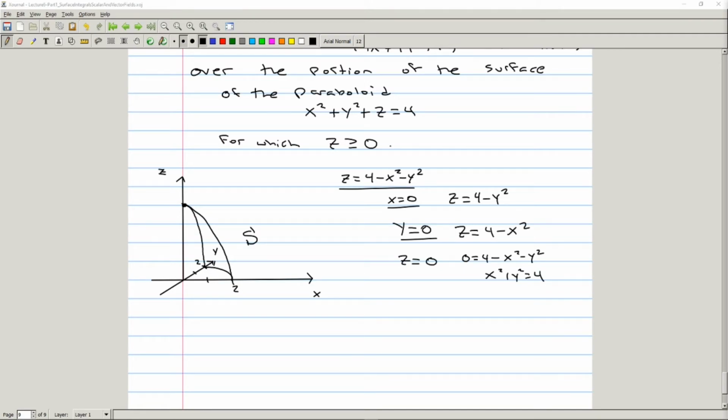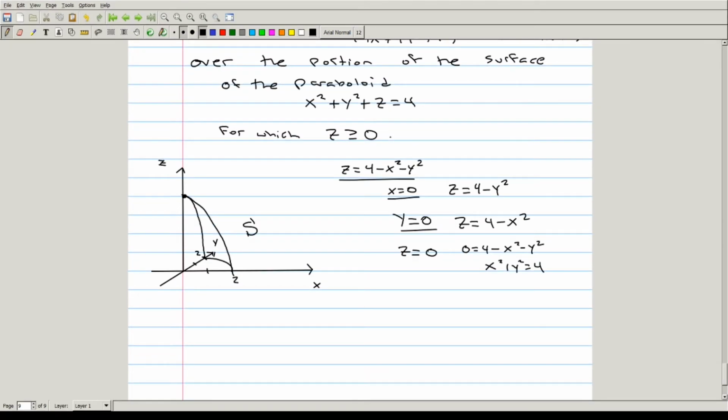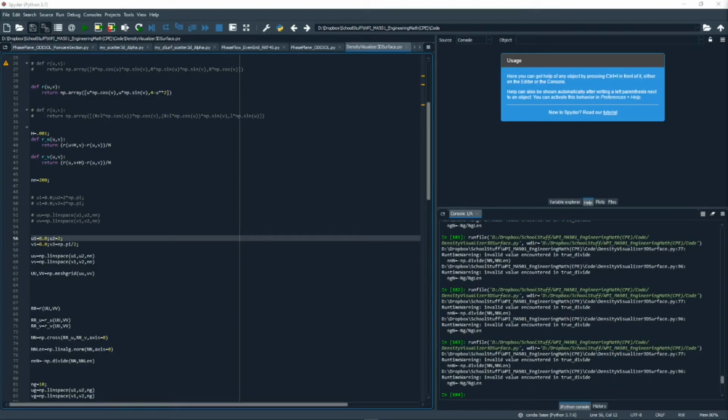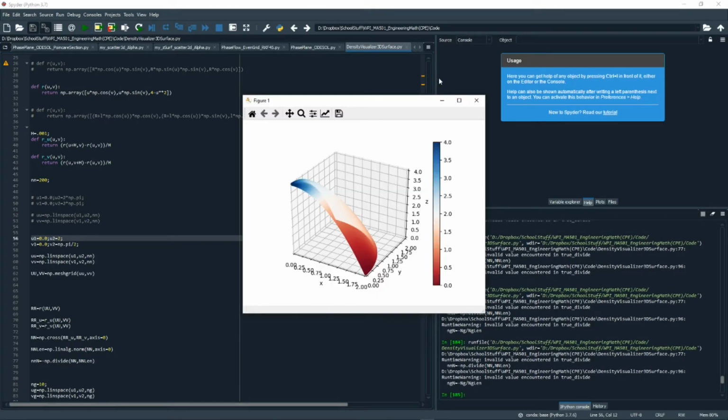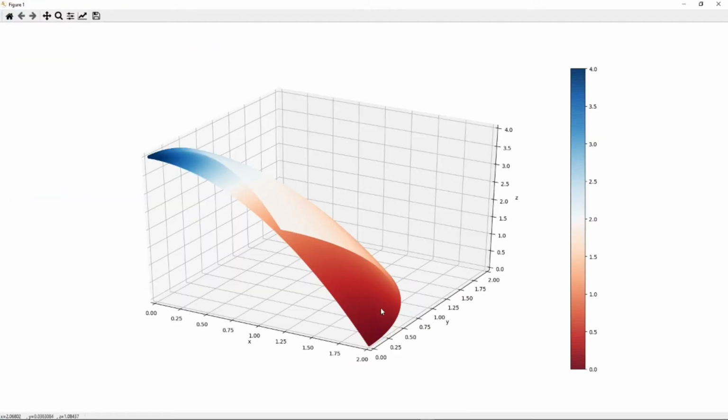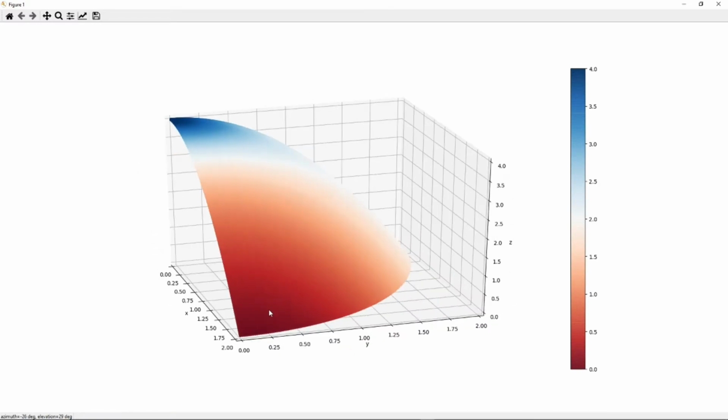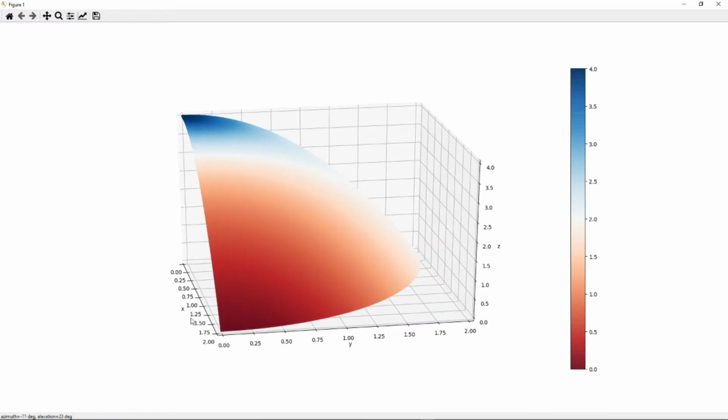So if we open up our Python window, I coded up code that plots a scalar function on a given surface. And if we run the code for this example, sure enough, this right here is a nice picture of exactly what we're talking about, where this is the x-axis, the y-axis, and the z-axis. You have this paraboloid that's opening downwards.